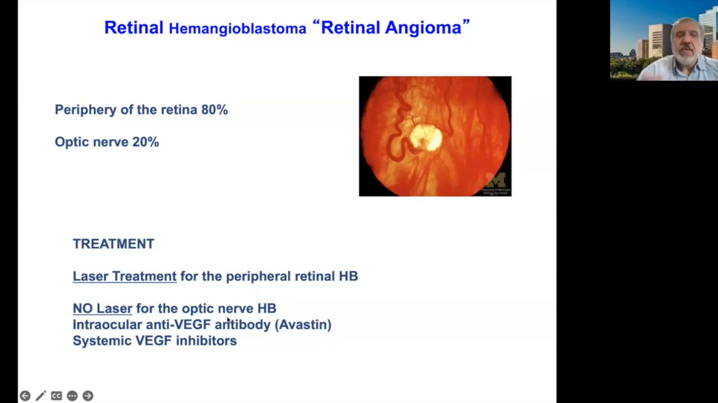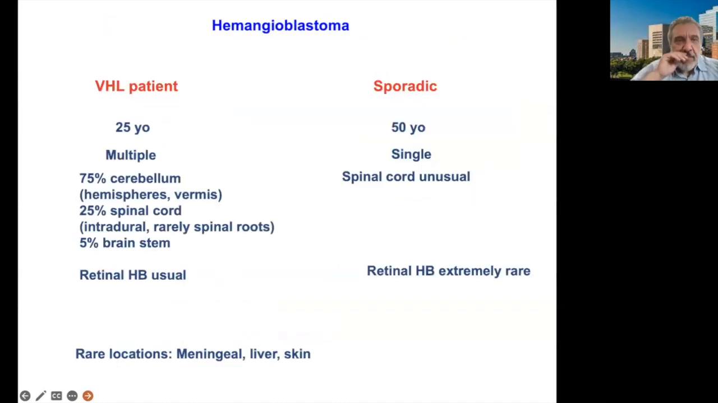In the past, people were injecting anti-VEGF antibody, or they were giving systemic VEGF inhibitors. We're going to talk about this. These days, it's not the case. These days, belzutifan is almost the mandatory choice of treatment for the hemangioblastomas in the optic nerve.